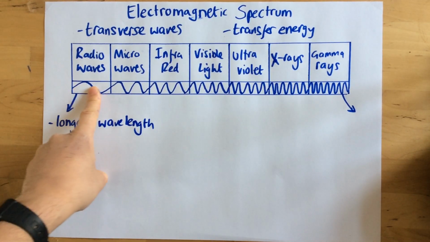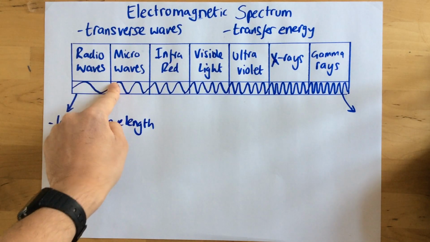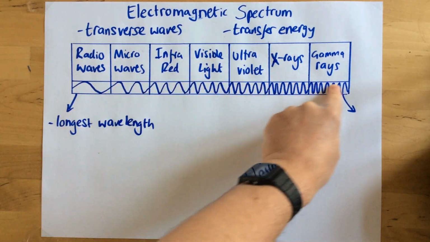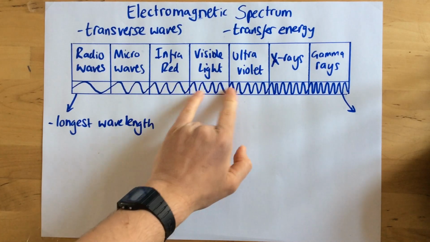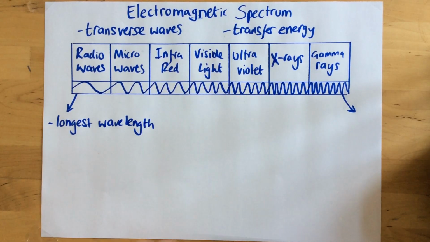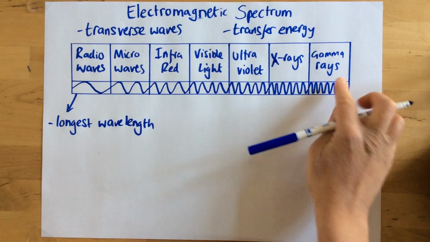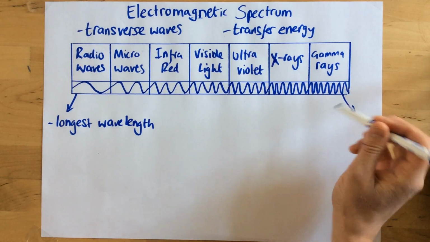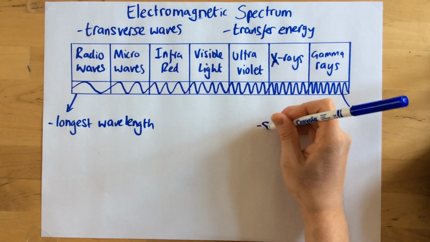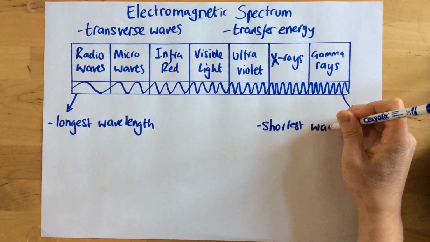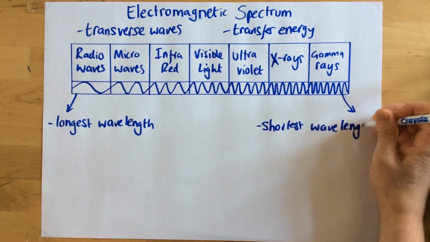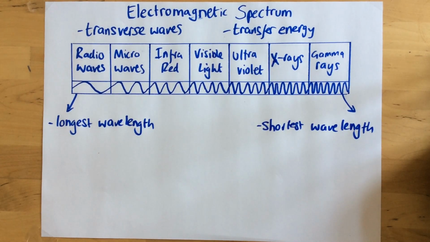Now, as you go further this way, the wavelength gets shorter and shorter between each wave. So each of these different subsections is just a category based on the wavelength. So right at this end, gamma rays, you can see these gamma rays have a really short wavelength. So that's how they're kind of separated into these different sections.